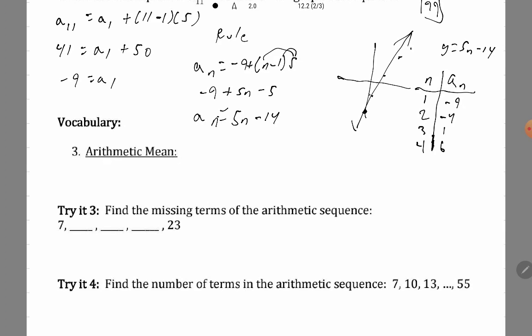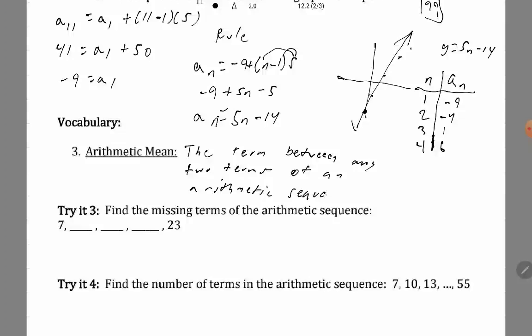More vocabulary. Arithmetic mean. The arithmetic mean is the term between any two terms of an arithmetic sequence, which basically means you add the two terms together and then divide by 2.